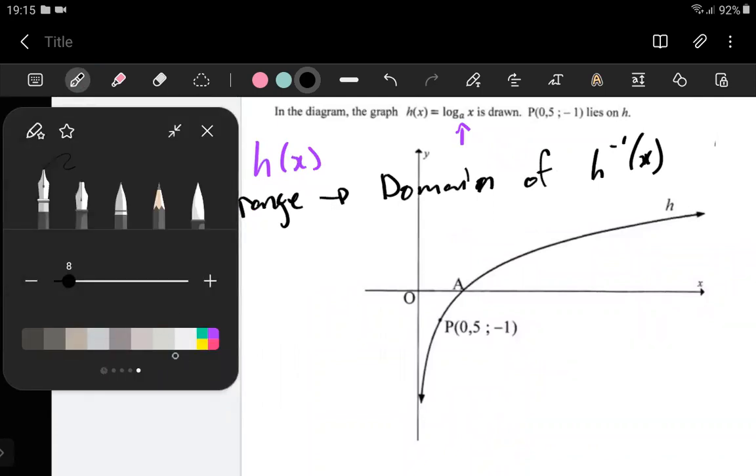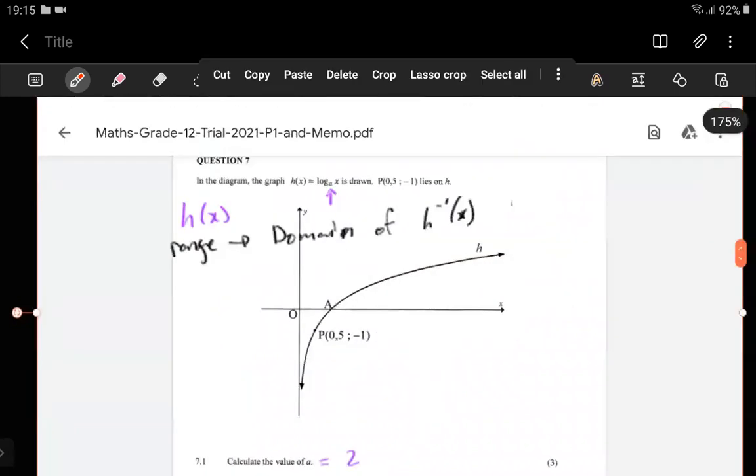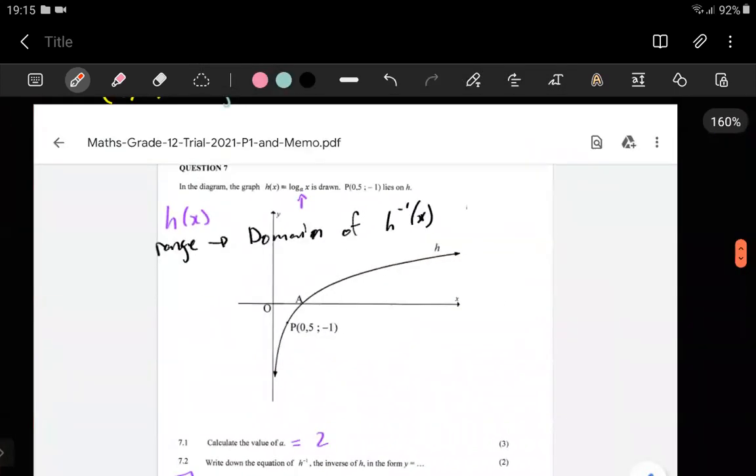So for us to get the domain of the inverse, we just need to think to ourselves, what is the range of the original graph? What is the range of our original graph here? Where do we see the graph from top to bottom? Which y values does this graph occupy?